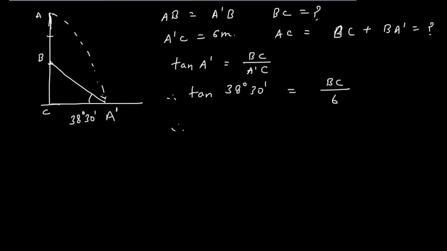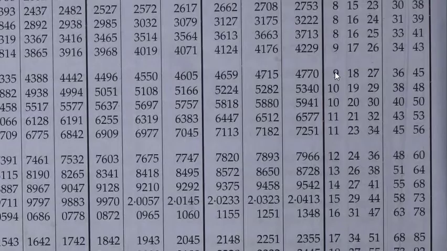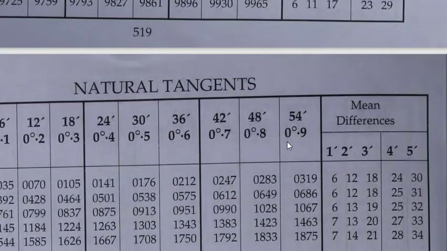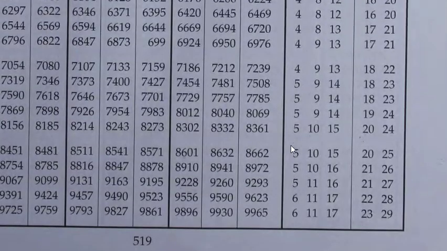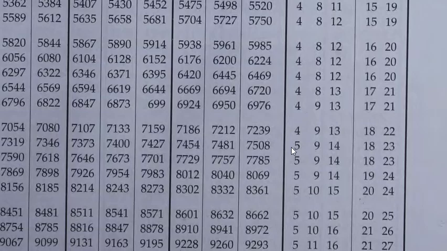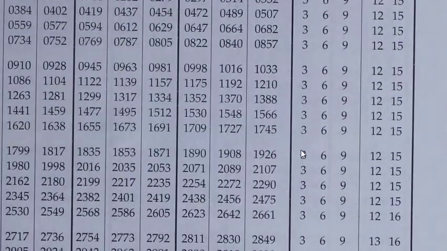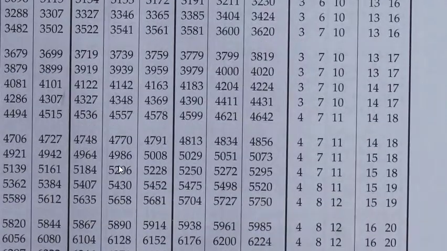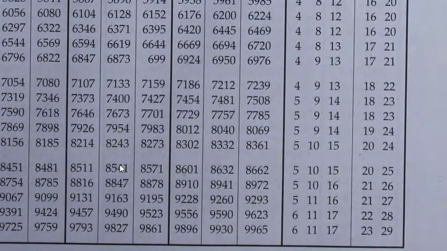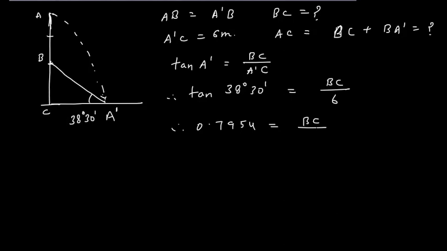So we will refer to the table, and here we will see tangent of 38 degree 30 minute. Where is 30 minute? This is the 30 minute column, 38 degree 30 minute. It is 7954. So this 0.7954 is BC upon 6.